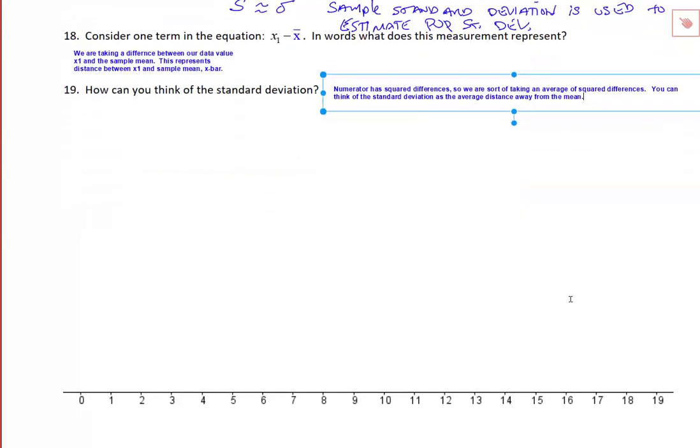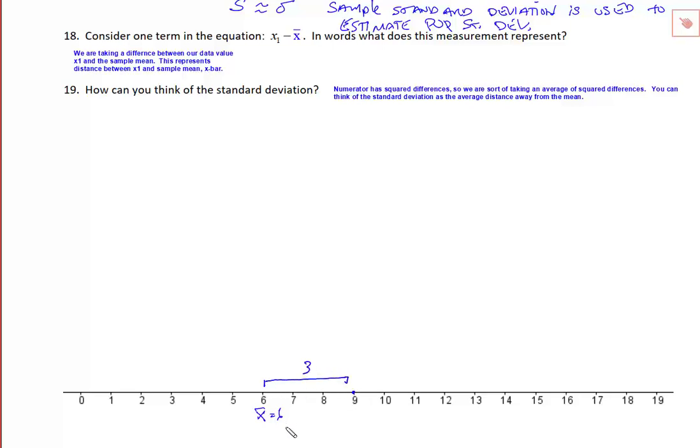Now, again, using this number line, let's suppose that x bar is equal to 6. So let's say that one data value is 9. So this distance here would be 3. Let's say another value here is 2. Another data value is 2. So that distance would be 4. However, this side would be negative, this side would be positive.